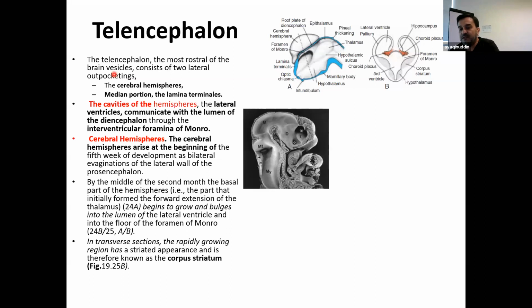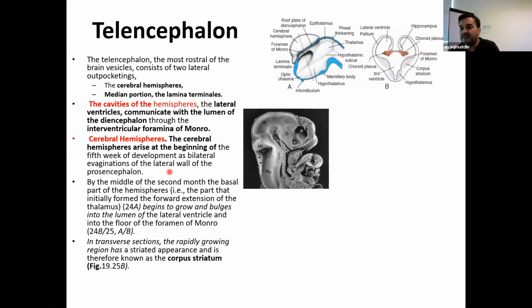So the only thing which you need to remember, telencephalon is the outpouching of the prosencephalon. And these lateral outpouchings are going to give rise to the cerebral hemispheres. The cavity of the telencephalon are the lateral ventricles. And these lateral ventricles are going to communicate with the cavity of the diencephalon, which is the third ventricle, through the foramen of Monro.